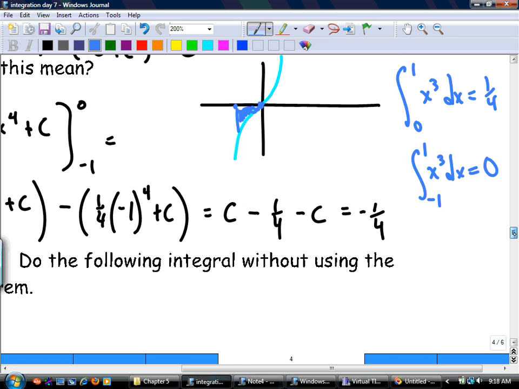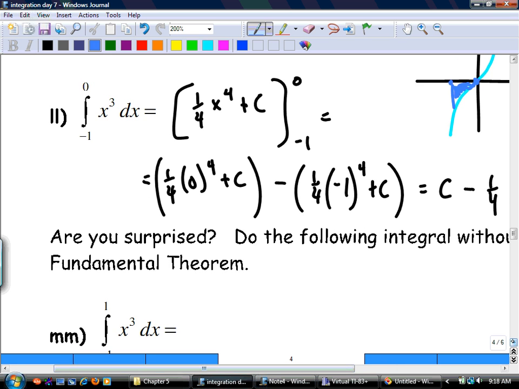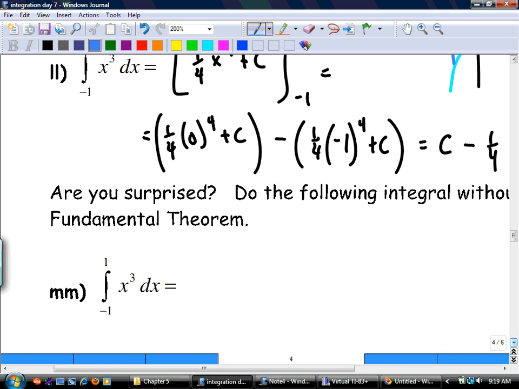Okay. Do the following without using the fundamental theorem. Okay, we've already done this one. What's the answer? It's 0, right? It's up over there.